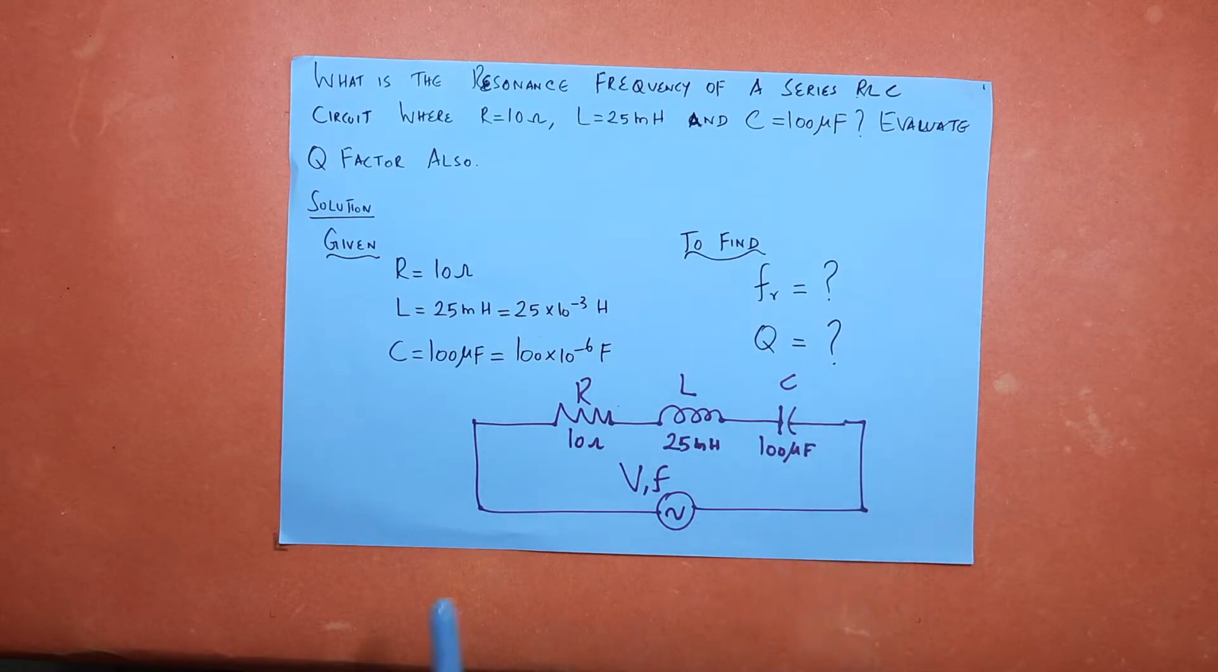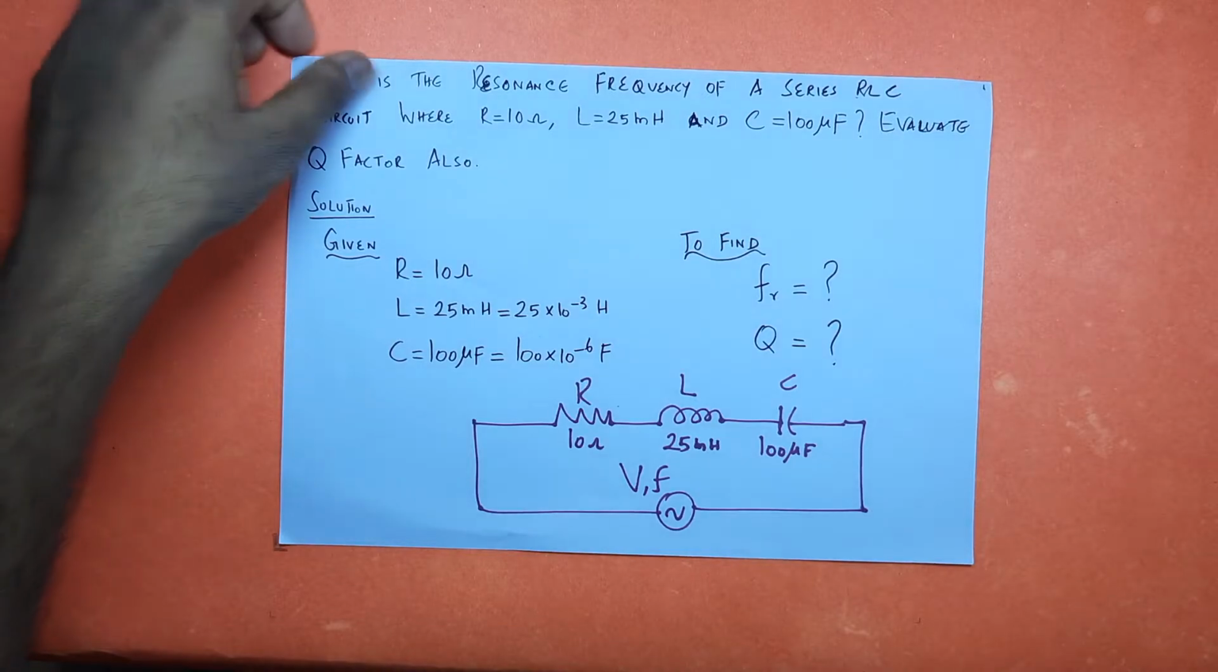So this is the diagram. We have R, L, C connected in series. It is given to an AC supply of voltage V and frequency F. So we have to find FR, the resonance frequency, and Q, the quality factor. These two things we have to find.